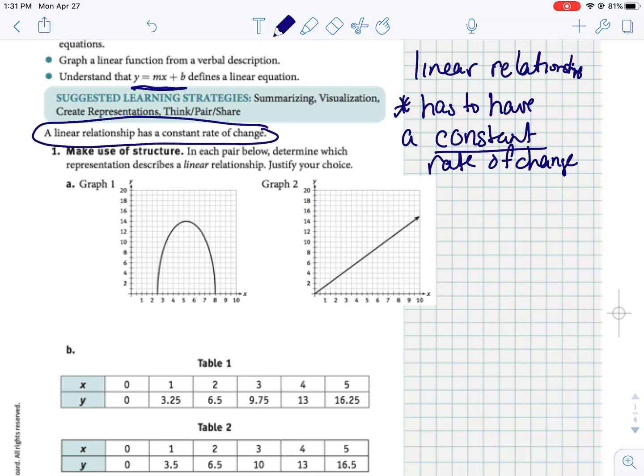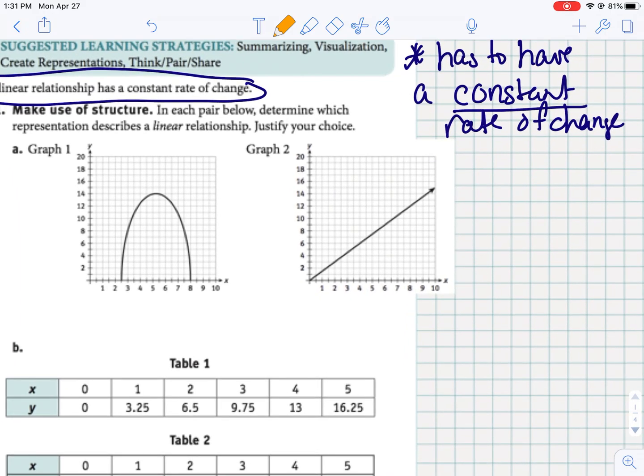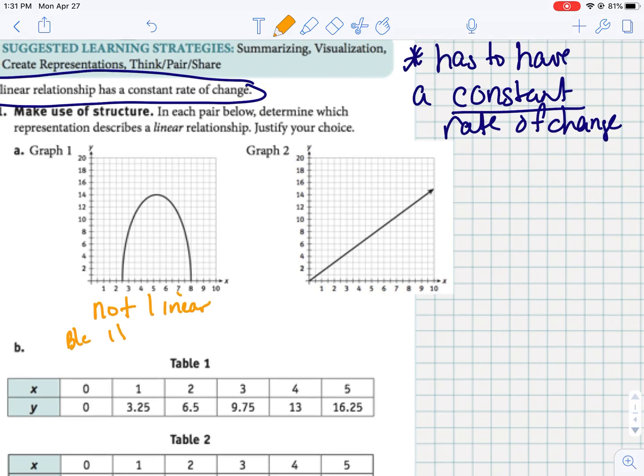Okay, and we also know that inside the word linear is the word line, so we know that we have to have a line. So I think looking at a graph, it should be pretty easy to determine. If you look at letter A, this is not a line. So we can say that this is not linear because it's not a line. Okay, so that is a perfectly good explanation. It does not look like a straight line.